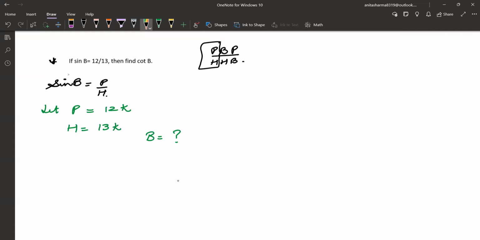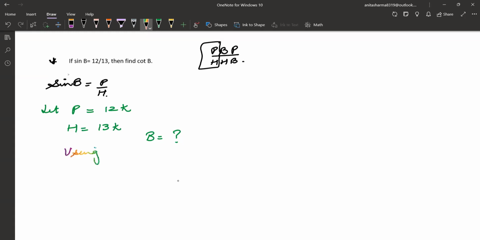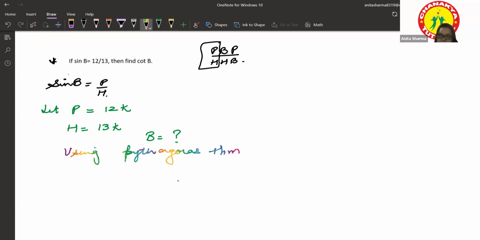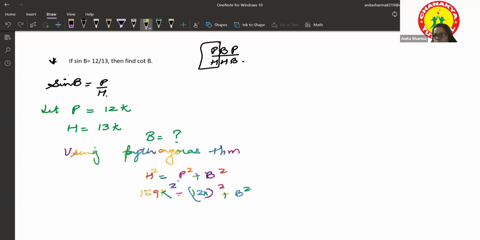Now, Sampath, please tell me, beta. Ma'am, by Pythagoras theorem: hypotenuse square is perpendicular square plus base square. So 169 is equal to 144 plus b square, and 169 minus 144 is 25. So b is equal to 5, ma'am. Always write K also, beta. So 169 K square minus 144 K square will be equal to b square. Then the value of b square will be 25 K square, so the value of b will be 5K. So we have the same value for the base.